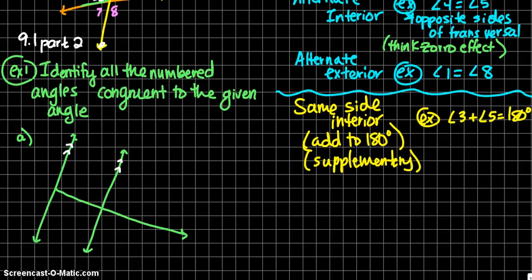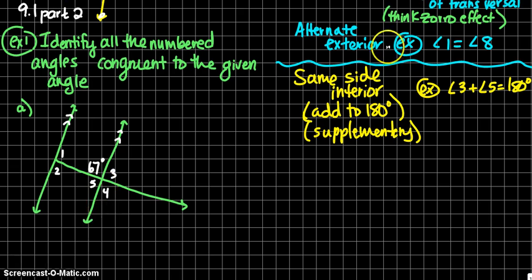And here's how you can label your angles. This one right here in this corner I know is 67 degrees, and then I'm going to label this one 1, 2, 3, 4, 5. Our task is to find the congruent angles, and I want to think about the properties I have.